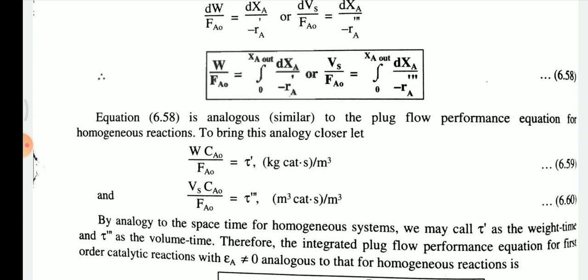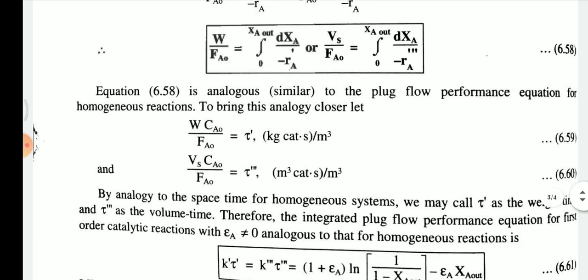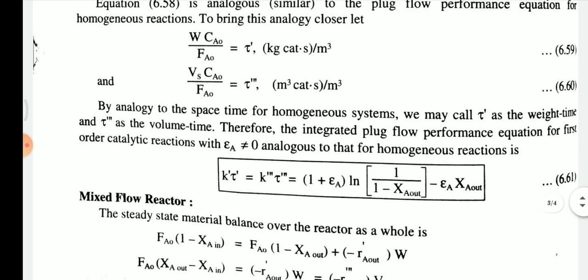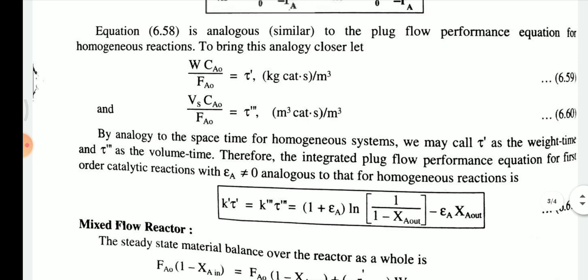So to bring this analogy closer, WCA0 by Fa0 will be tau dash, and VSCA0 by Fa0 will be tau double dash. So by analogy to the space time for the homogeneous system, we may call tau dash the wait time and tau double dash the volume time.